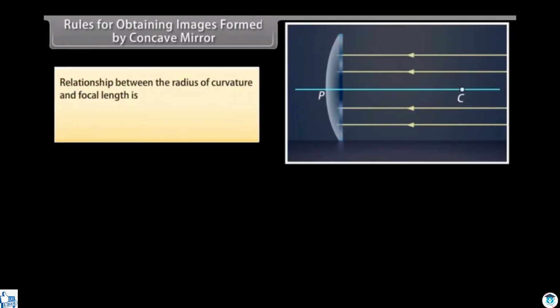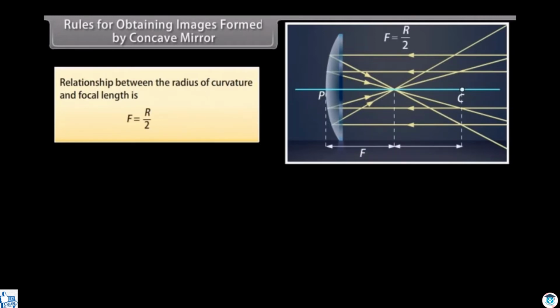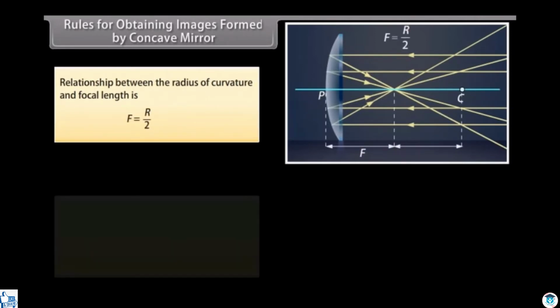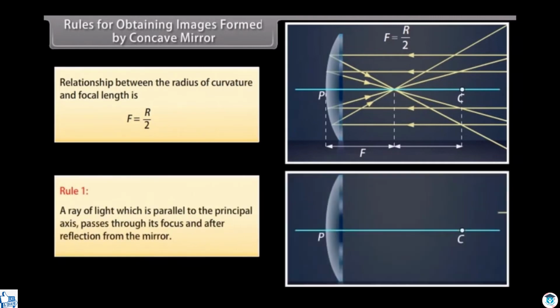Rules for obtaining images formed by concave mirrors. The relationship between the radius of curvature and focal length is f is equal to R upon 2. Rule 1. A ray of light which is parallel to the principal axis passes through its focus after reflection from the mirror.